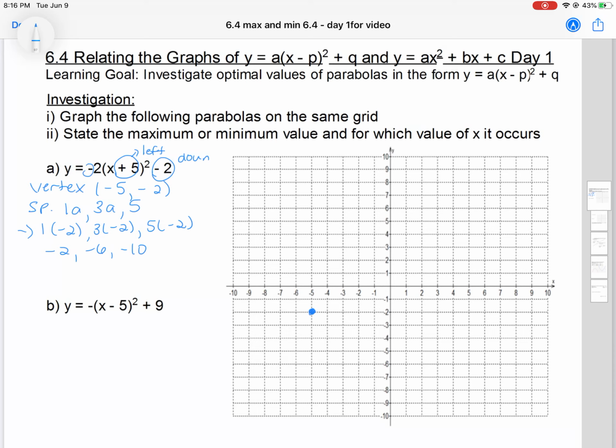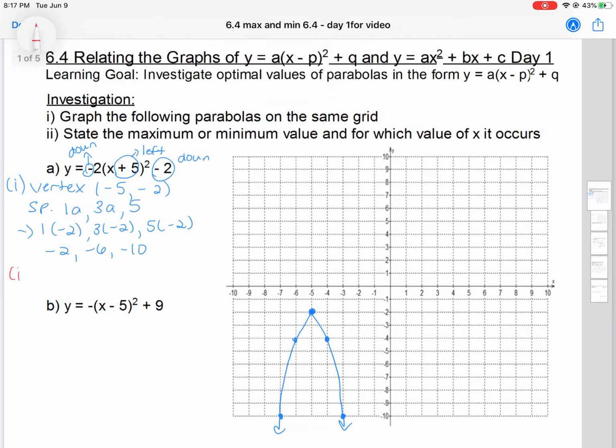It is opening down, and it's 2, 6, 10, so modified. Okay, so over 1, down 2, over 1, down 1, 2, 3, 4, 5, 6. We're not even going to get to 10, which is fine. So now that's the graph, that's I.